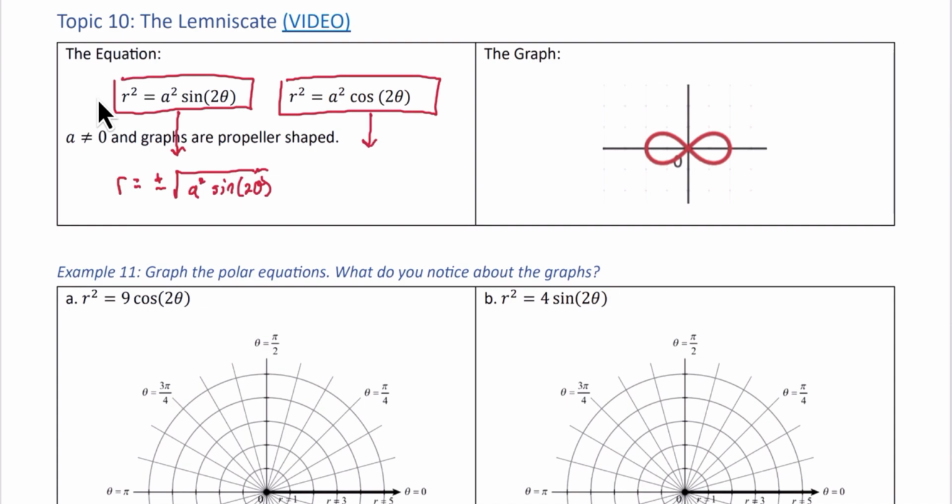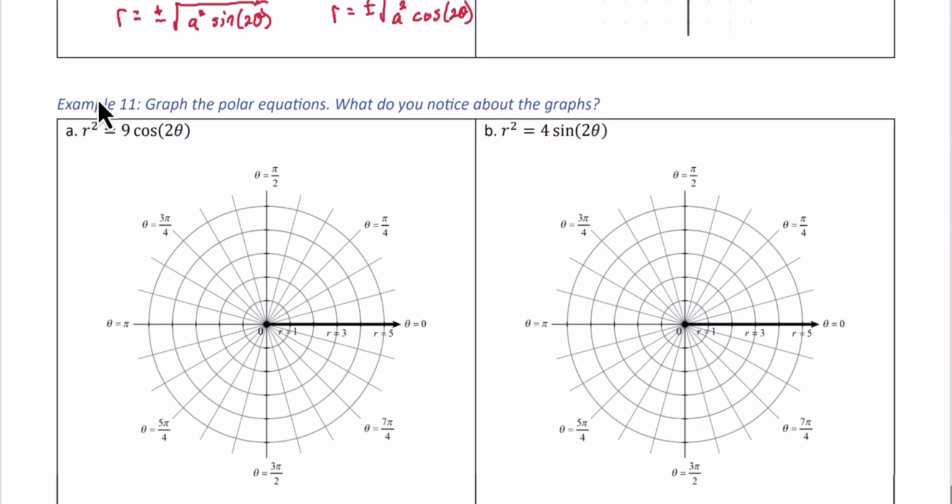Same thing here. We take the square root of both sides. r is plus or minus the square root of a squared cosine 2 theta. So let's look at an example.